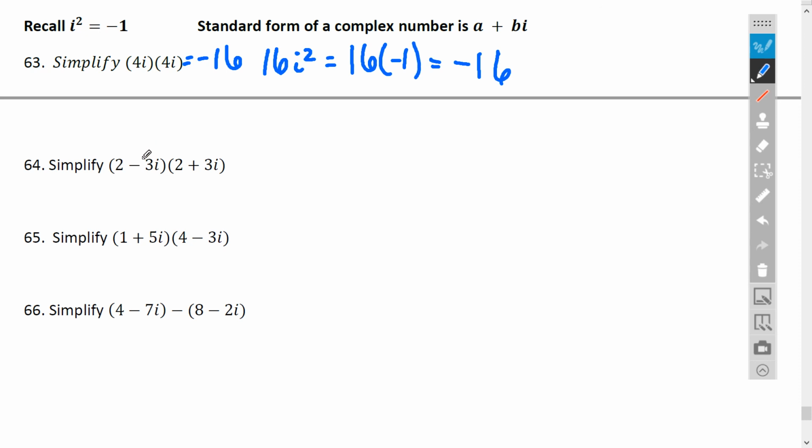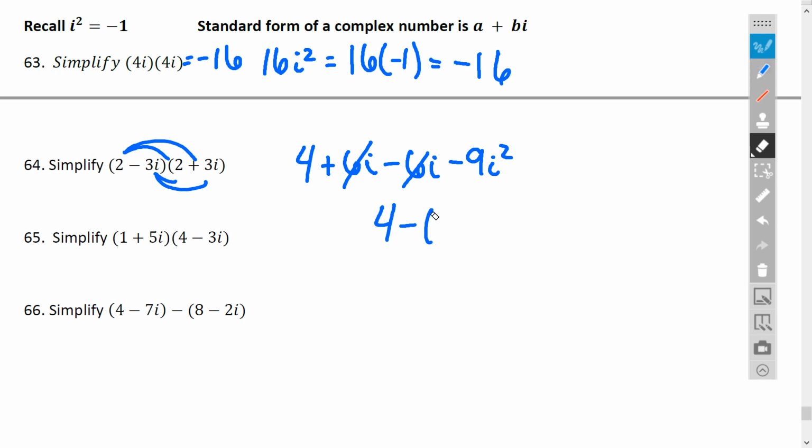Simplify 2 plus 3i times 2 minus 3i. Okay, so we distribute. 2 times 2 is 4. 2 times negative 3i is negative 6i. 3i times 2 is 6i. And negative 3i times 3i is negative 9i squared. The 6i's cancel.